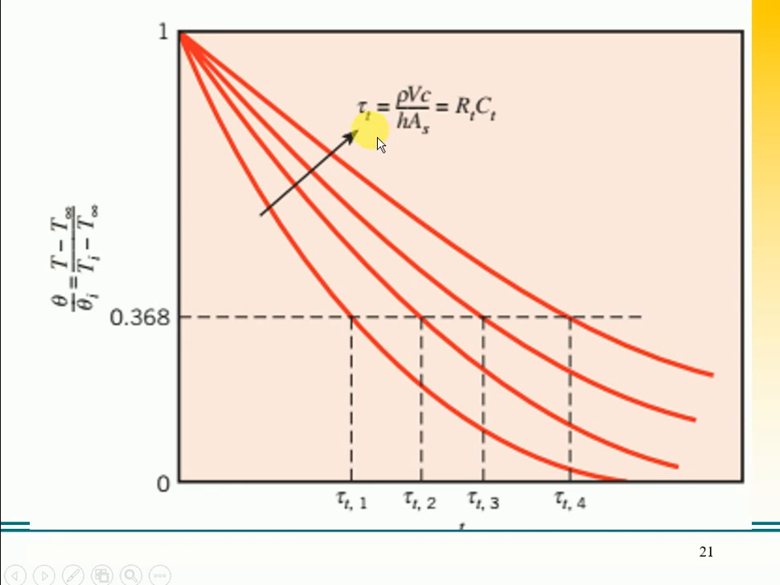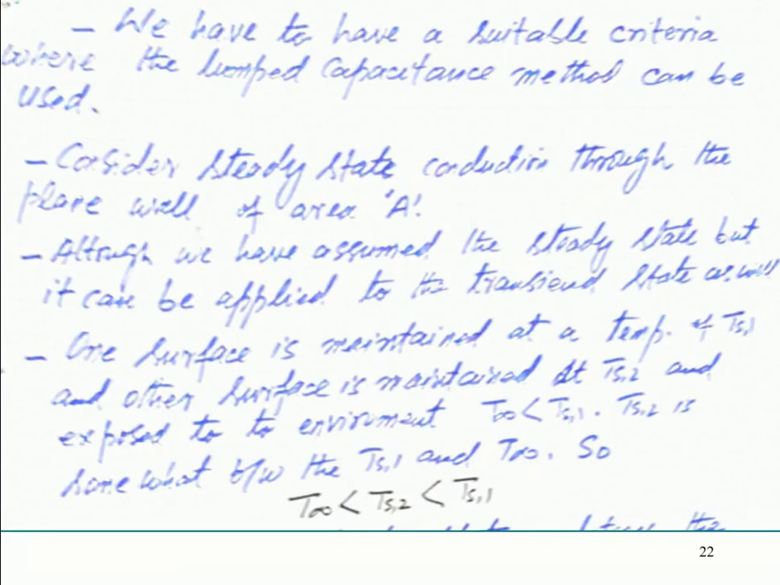And you see the thermal time constant, the temperature time constant, rho V C, R_t C_t. And if you see, the larger the value of this temperature time constant, of course theta by theta_i is small. It becomes increasing, of course, with the larger capacitance temperature time constant. Of course, at the same time, this value is increased. So we have to have a suitable criteria.